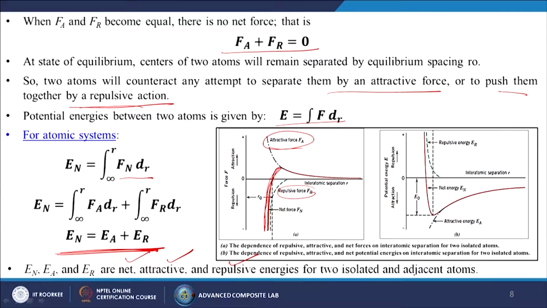So, in this particular case also, this is generally the dependence of the repulsive, attractive and net force on interatomic separations for two isolated atoms. Here is the dependence of repulsive, attractive and net potential energies on interatomic separations for two isolated atoms. Now we are going to discuss the bonding energies and melting temperature for various substances.